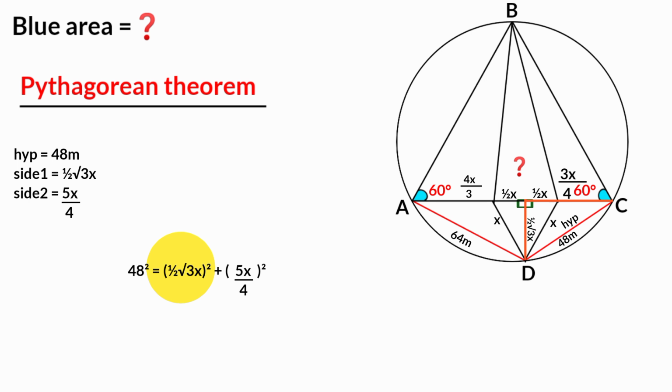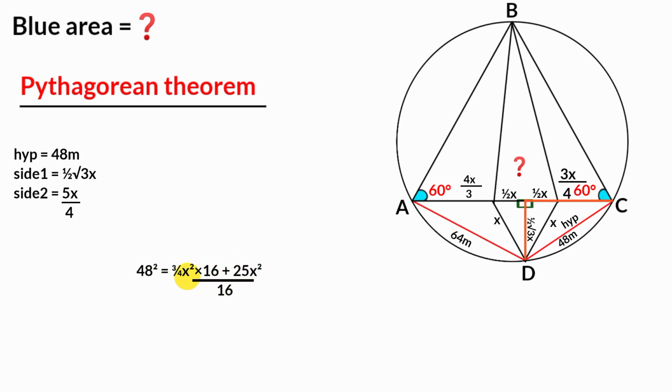1 over 2 root 3x all squared is 1 over 4 times 3 times x squared. 1 over 4 times 3 times x squared is 3 over 4 x squared. This 5x over 4 is 25x over 16. Now from 3 over 4 x squared plus 25x over 16, if you simplify into a single fraction, it is 3 over 4 x squared times 16 plus 25x squared all over 16.